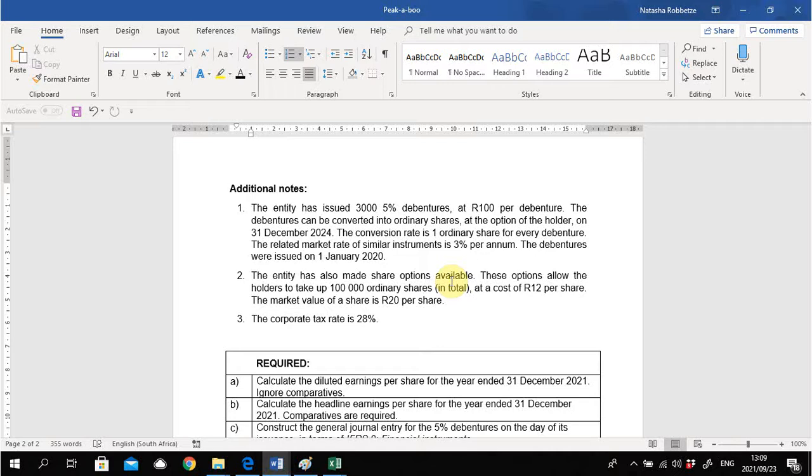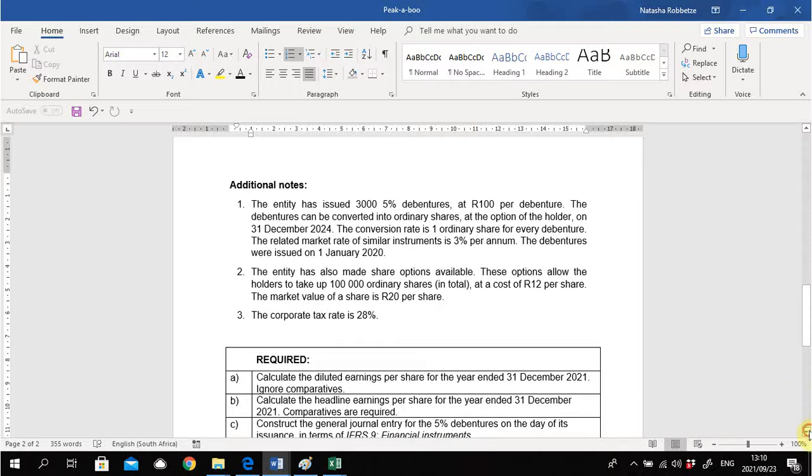The entity has also made share options available. These options allow for the holder to take up 100,000 ordinary shares in total at a cost of 12 Rand. The market value of the share is 20 Rand per share. The corporate tax rate is 28%.